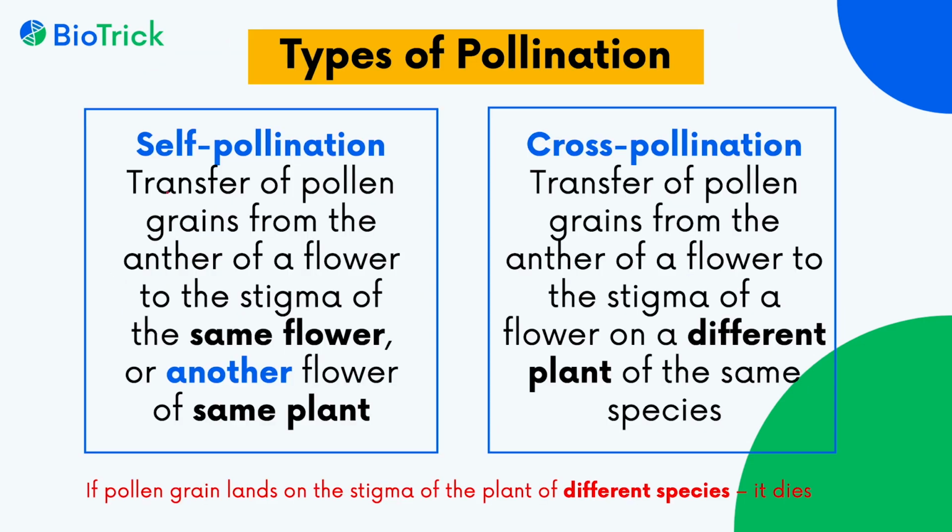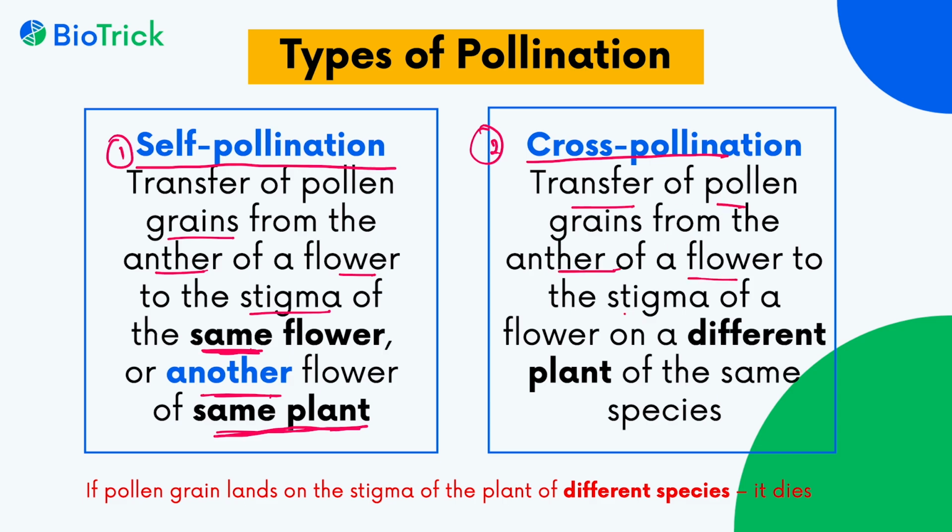Next is, what are the types of pollination? There are basically two types of pollination. One is self-pollination. Second is cross-pollination. Self-pollination is the transfer of pollen grains from the anther of a flower to the stigma of the same flower or another flower of the same plant. While cross-pollination is the transfer of pollen grains from the anther of a flower to the stigma of a flower on a different plant but of the same species.